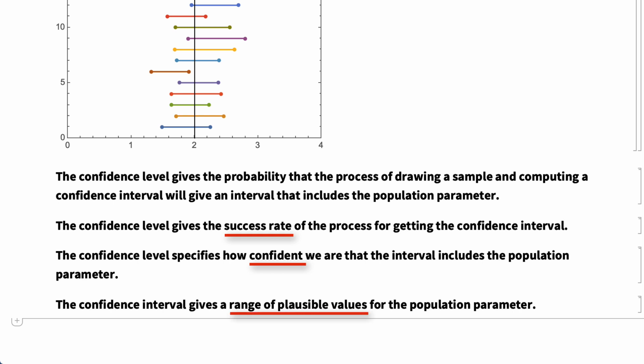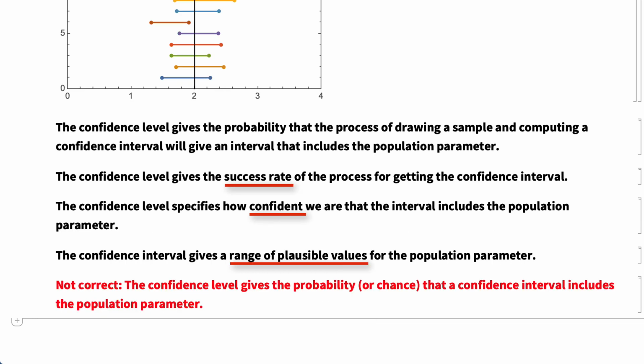A tempting but incorrect description is that the confidence level gives the probability that a particular confidence interval includes the population parameter. The problem with this description is that a particular confidence interval either includes the population parameter or it doesn't, so it isn't meaningful to describe the chance or the probability of that happening.